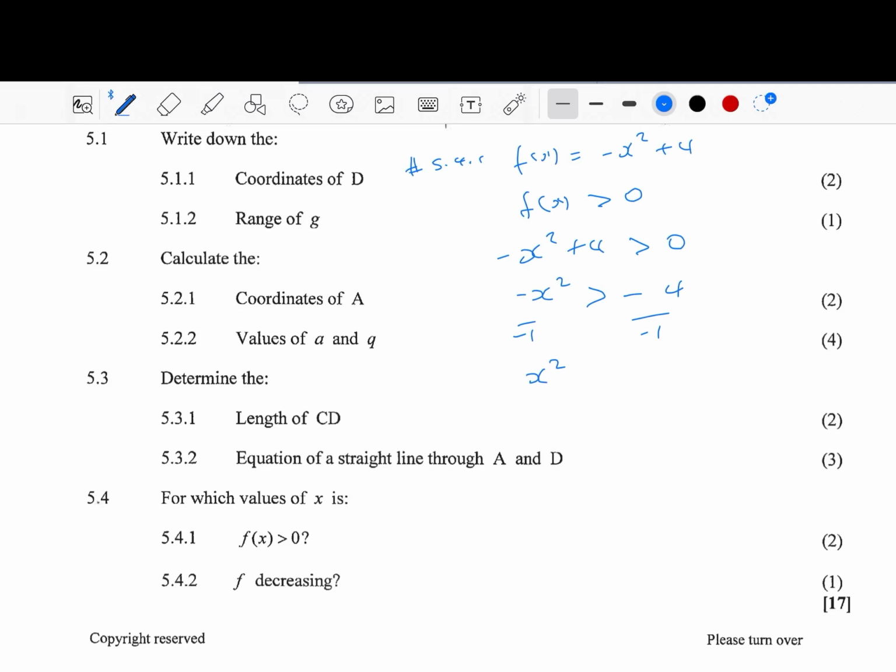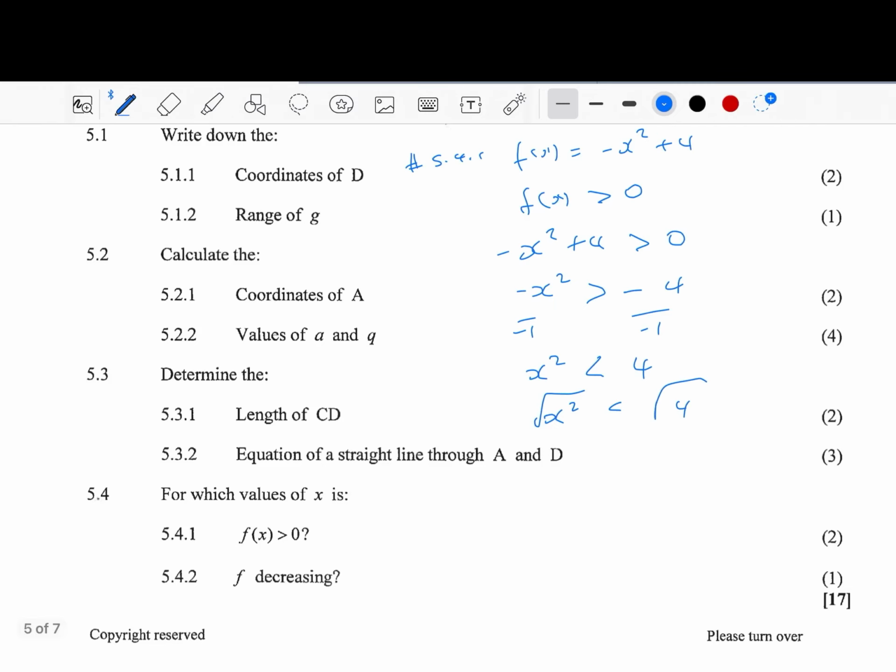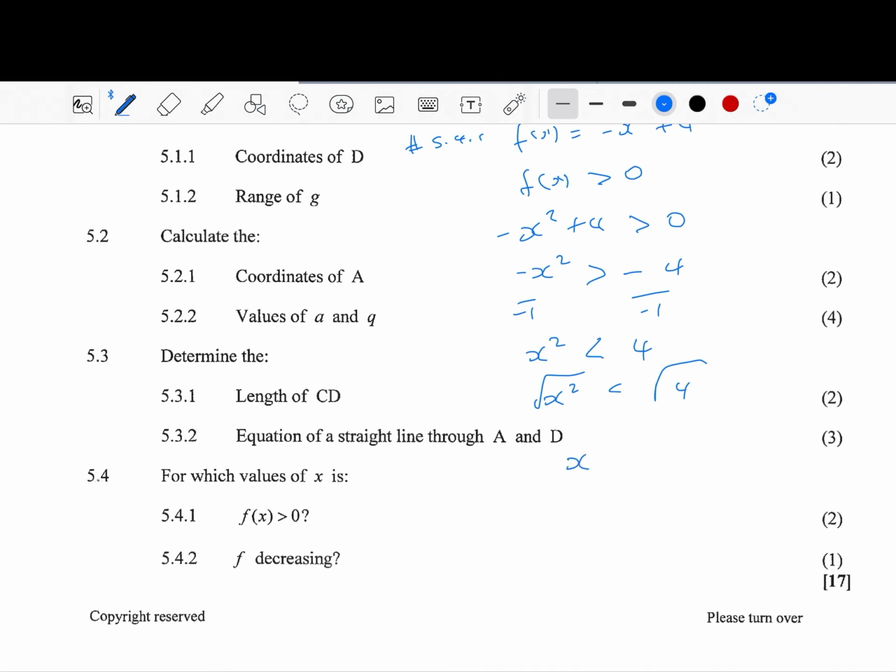If you divide by a negative on both sides and there's an inequality sign, that sign changes. So this is going to be less than instead of greater than. It's going to be less than 4. Make sense? And then from here, you can now introduce the square roots on both sides, and you're going to have x. So this is plus or minus 4. Remember, if you introduce a square root, you need to always put a plus or minus. That's very important.